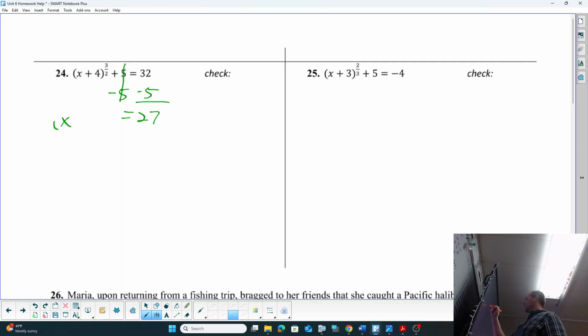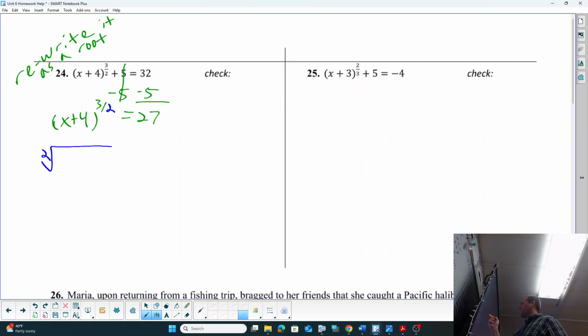Okay, so first we'll do the root method. So the root method is where you rewrite it as a root. Okay, so which one's the root? The 2, right? The bottom is the root. So we have the root, that's the 2. And then we have the x plus 4 to the 3rd power, equals 27.